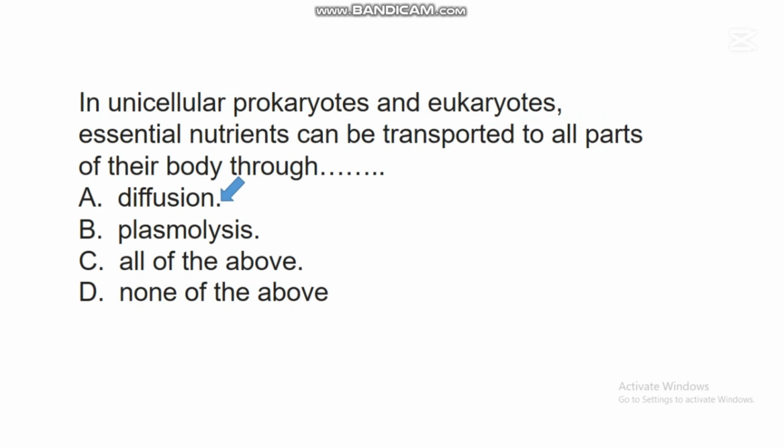Diffusion. So in unicellular prokaryotes such as bacteria and in unicellular eukaryotes such as amoeba, many essential nutrients can be transported to all parts of their body through this important process known as diffusion. So studies have shown that diffusion helps a lot of unicellular prokaryotes and eukaryotes to get the nutrients that they need for survival in their environments.